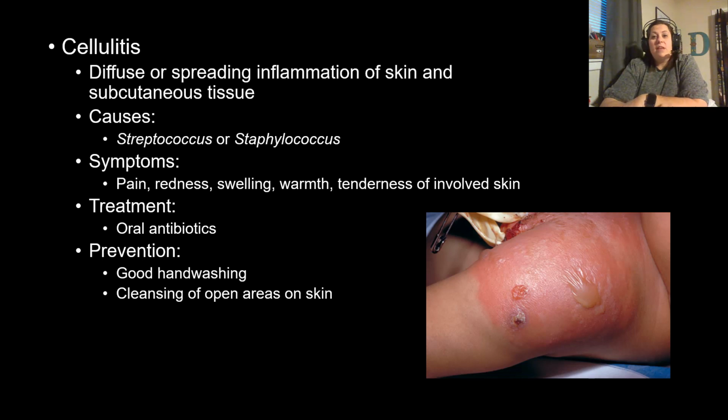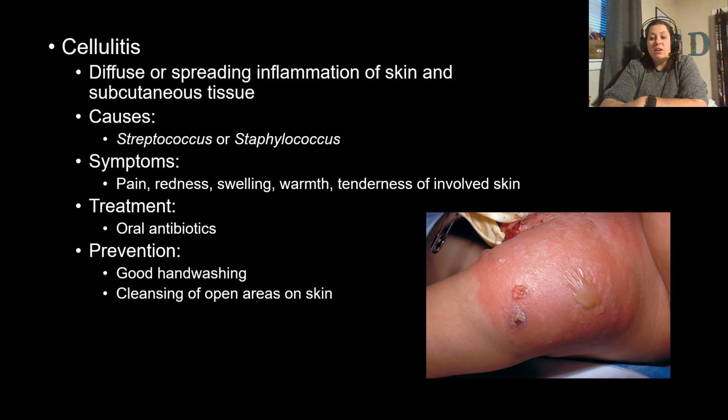Another type of bacterial infection is cellulitis. Cellulitis is a diffuse or spreading inflammation of the skin and subcutaneous tissue. So this is where it's going to go deeper and start to spread over an area. The common causes are bacteria in the group Streptococcus or Staphylococcus. Symptoms are pain, redness, swelling, warmth, and tenderness of the involved skin.